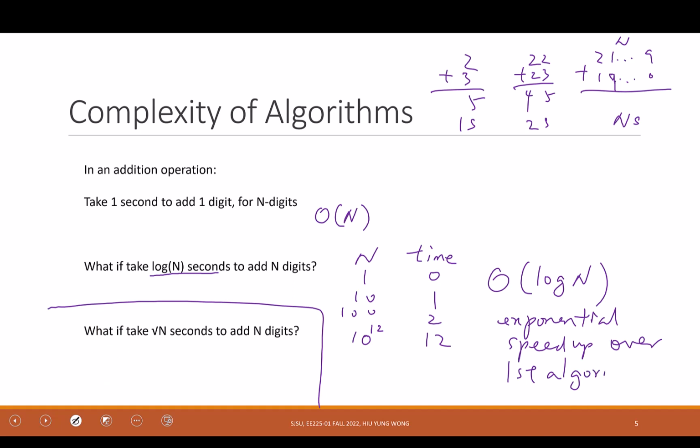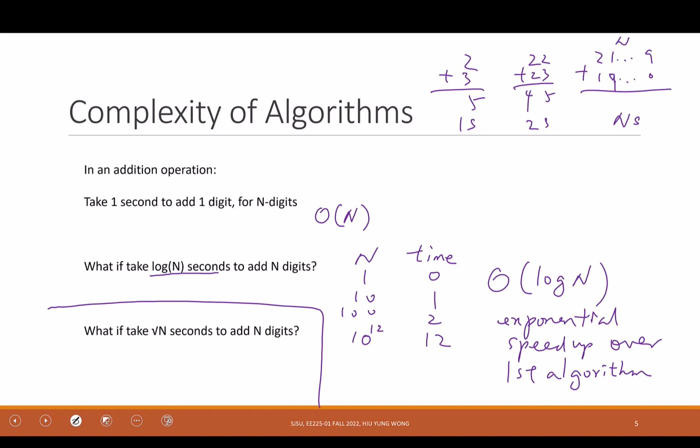Because the exponential of this number equals the original number, right? 10 to the power 12 equals the original 10 to the power 12. Is that okay? And if your quantum computing algorithm can provide exponential speed up, then that would be great.